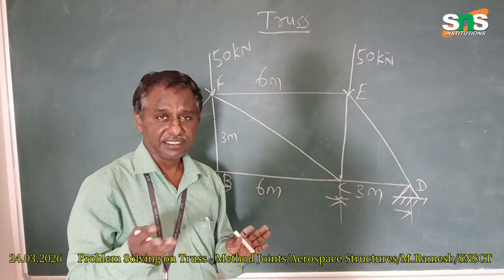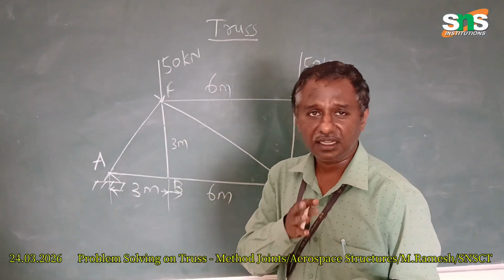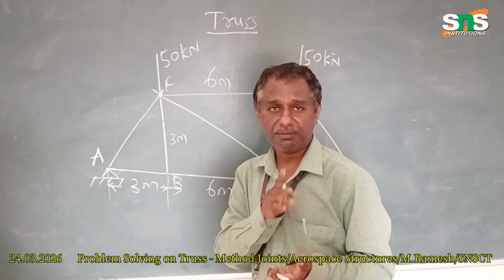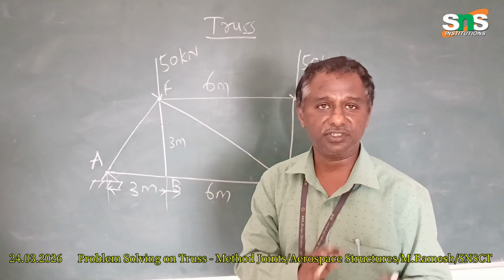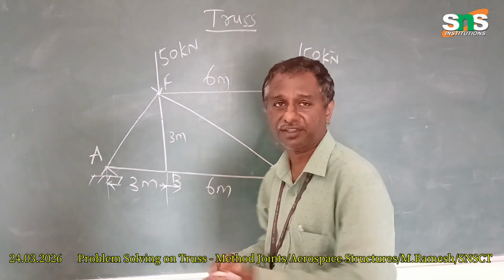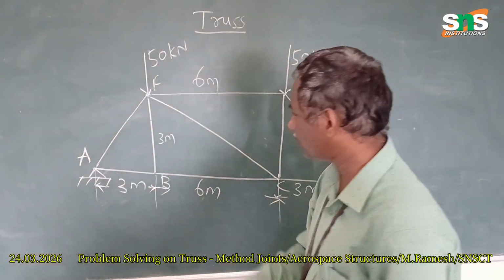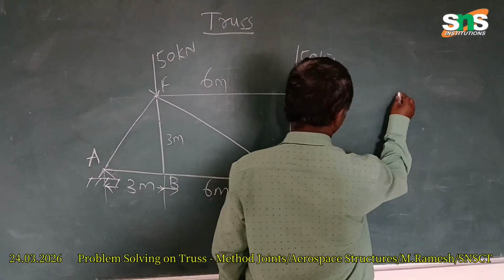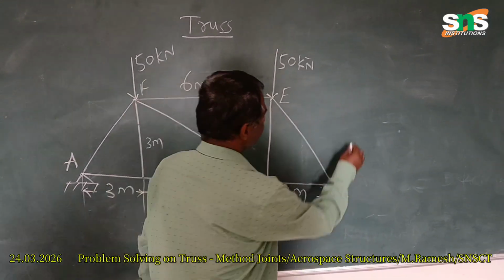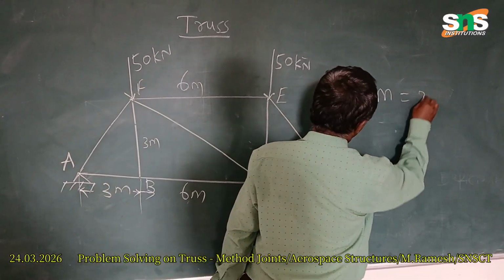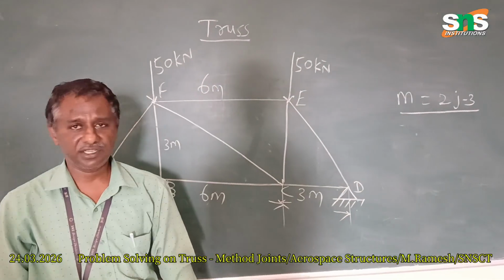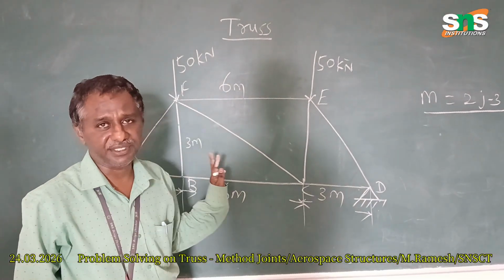First, we should ensure whether the truss is perfect or not. Only a perfect truss can be solved by using the method of joints. If it is not perfect, we are unable to find the internal member forces in the truss. So we should ensure the equilibrium condition and check whether it is a perfect truss or not. That means whether m is equal to 2j minus 3, whether this empirical relation is satisfied.